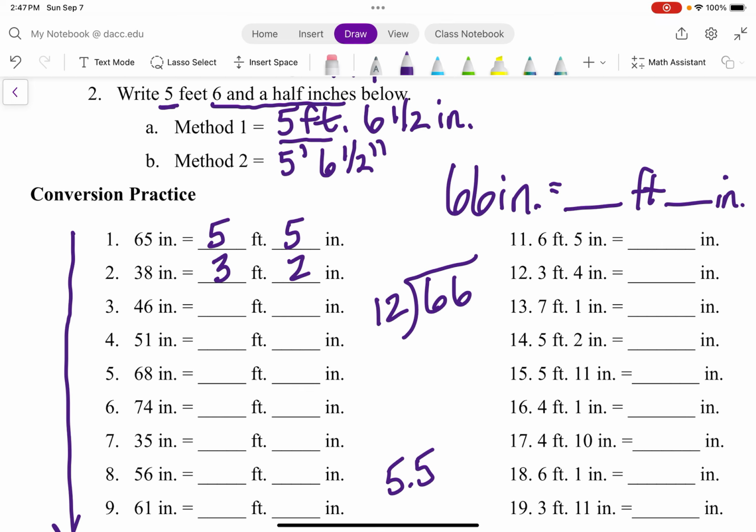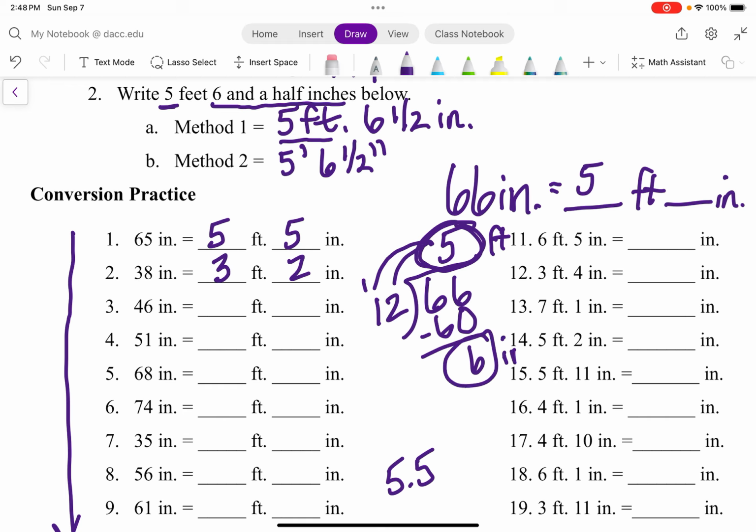But let's do the math here as I've been showing you. So 66 divided by 12. I know 60 inches is 5 feet. So I'm going to do this math. 5 times 2 is 10. 5 times 1 is 5, plus the 1 is 6. And then I have 6 left. So 6 inches. 66 inches is 5, because we know that the top number shows feet, so that's 5 feet. And then the leftover inches is 6. Okay, so that's the answer.